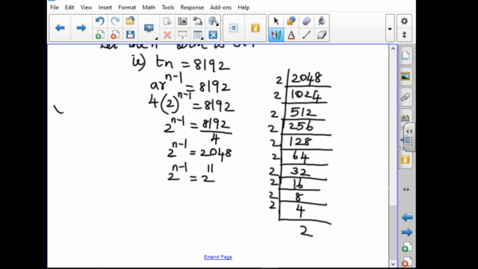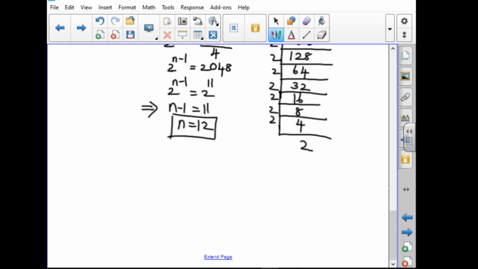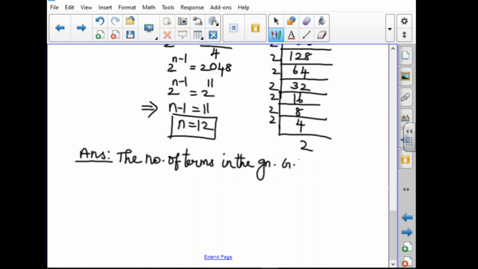The bases are equal, so we equate the exponents. So n minus 1 is equal to 11, n equal to 12. So the answer: here there is no separate formula for finding the number of terms. You have to use the nth term. The number of terms in the given GP is 12.